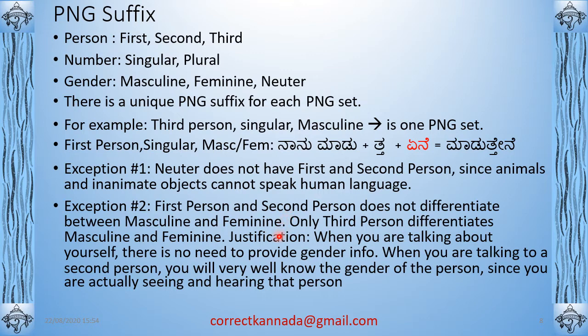When you're talking about a third person, meaning somebody who is not physically in front of you or in front of who you're talking to, you're talking about somebody, Avanu, Avalu, right? There, since that person is not here physically, you use the words Avanu and Avalu as separate masculine and feminine. So you have to use Avanu, Avalu. But Nivu and Ninu are second person. So when you say Nivu, Ninu, you are already looking at the person, so you know whether the person is masculine or feminine. There's no need to explicitly differentiate it. So that's the justification of this. I hope it's clear.